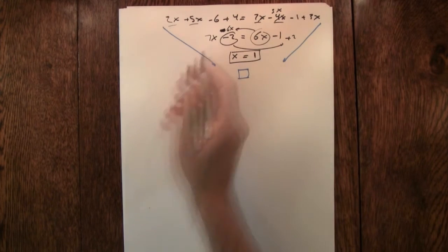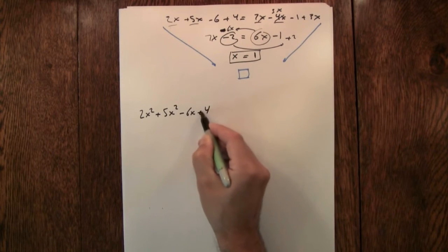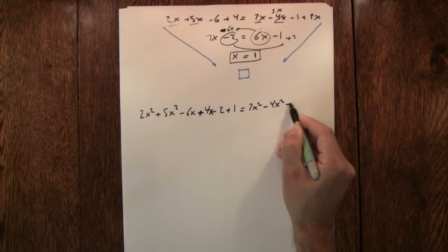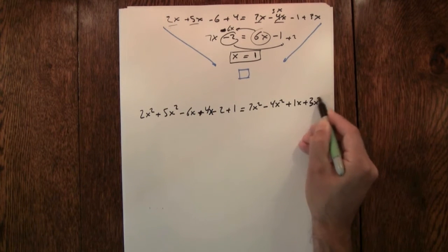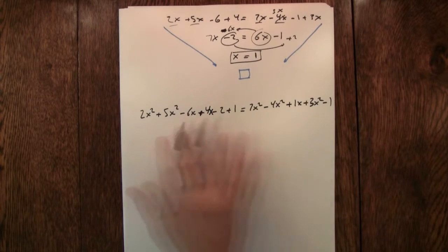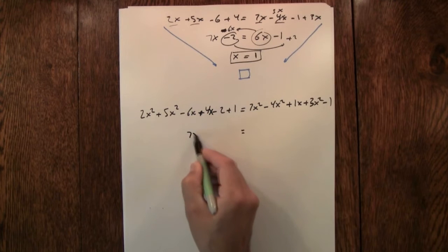Okay, so let's make this longer, bigger, right? 2x squared plus 5x squared minus 6x plus 4 minus 2 plus 1 is equal to 7x squared minus 4x squared plus 1x plus 3x squared minus 1. Okay, now this looks nasty, but the process is the same. I'm going to combine like terms on either side first. Line up your equal sign. Okay, 2x squared plus 5x squared is 7x squared.